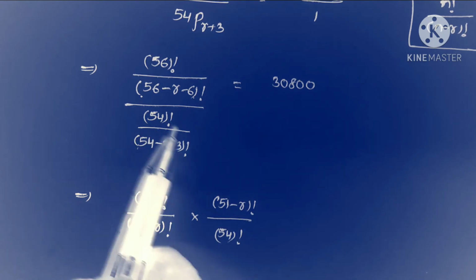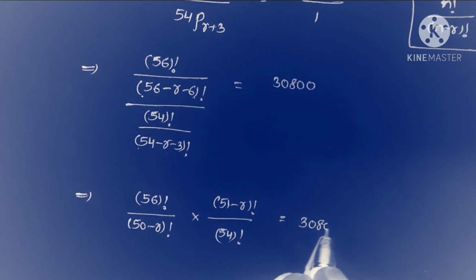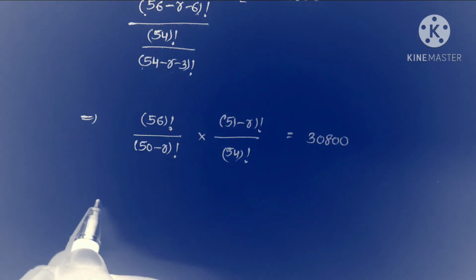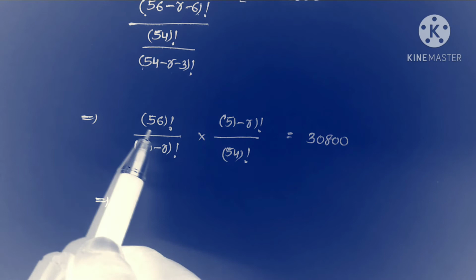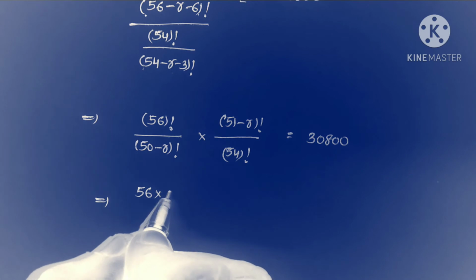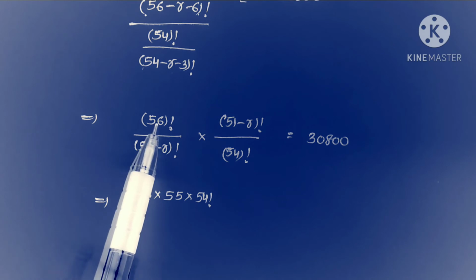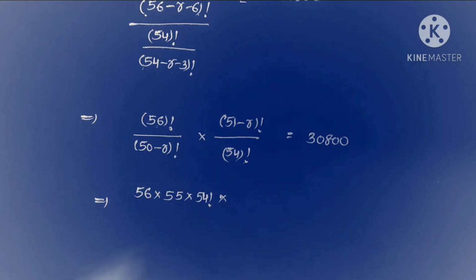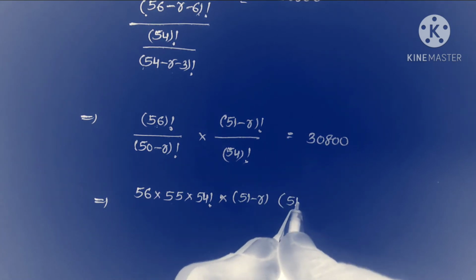Just we take the reverse of the fraction in the denominator, that is this value by this value is equals to 30,800, and this is equals to 56 factorial. This is 54 factorial, that is we are converting this value in terms of 54 factorial, which means this is 56 into 55 into 54 factorial. So just we decrease the numbers from this step to form this step, 56 into 55 into 54 factorial. Similarly 51 minus 1, what is the value? 50. So this is taken as 51 minus r into 51 minus r minus 1.